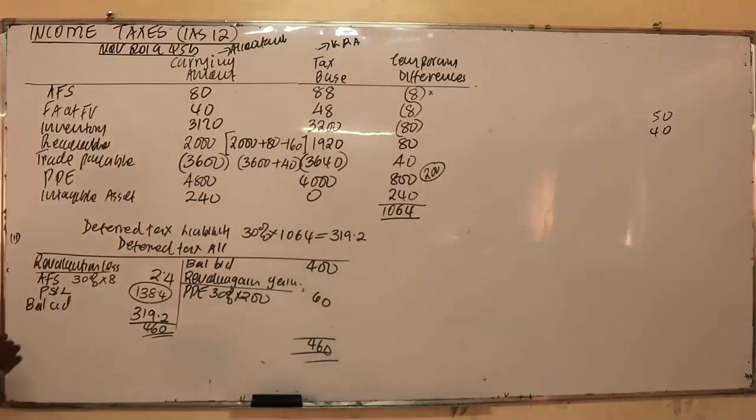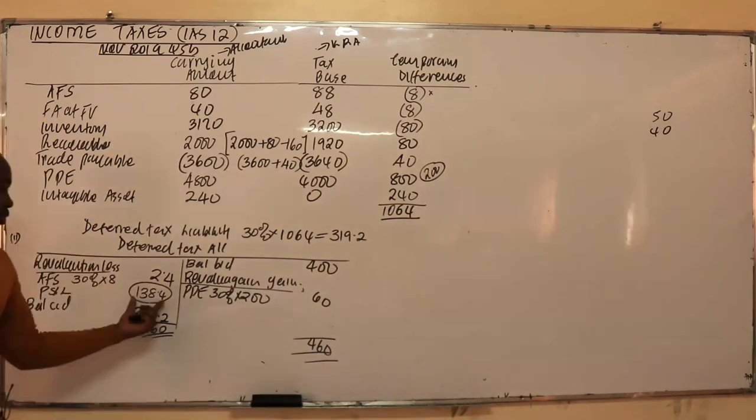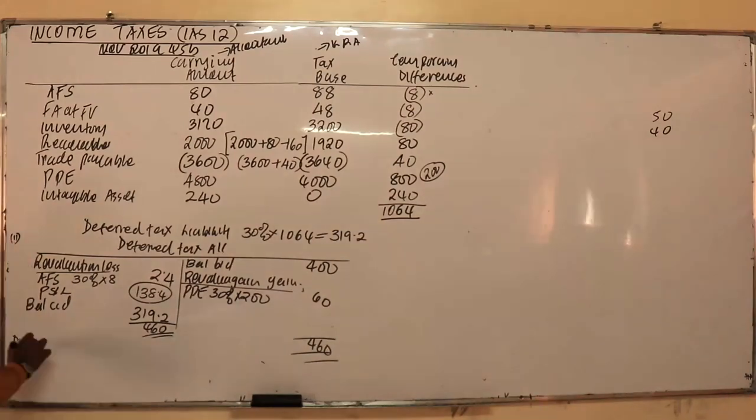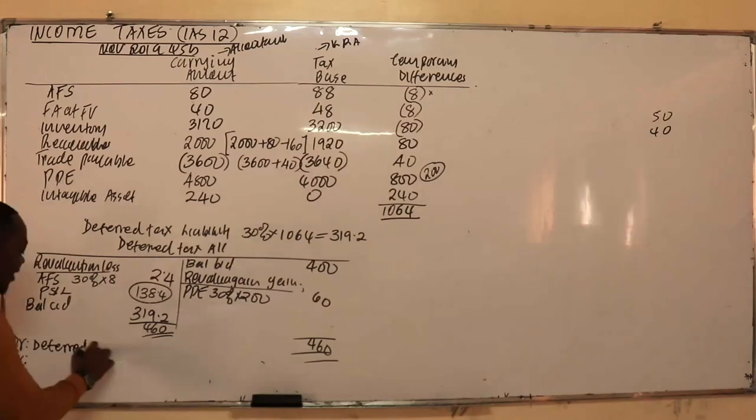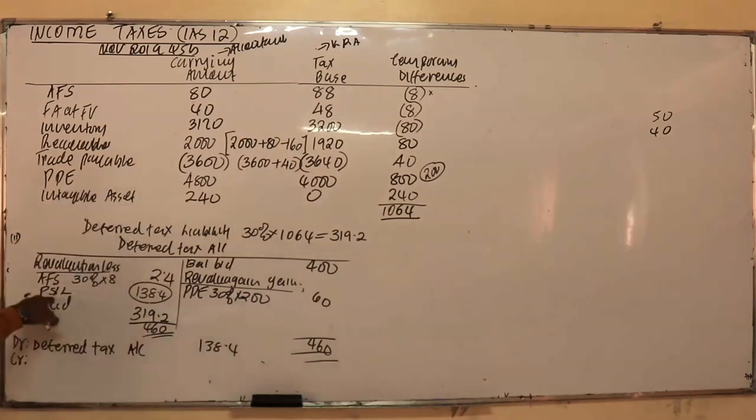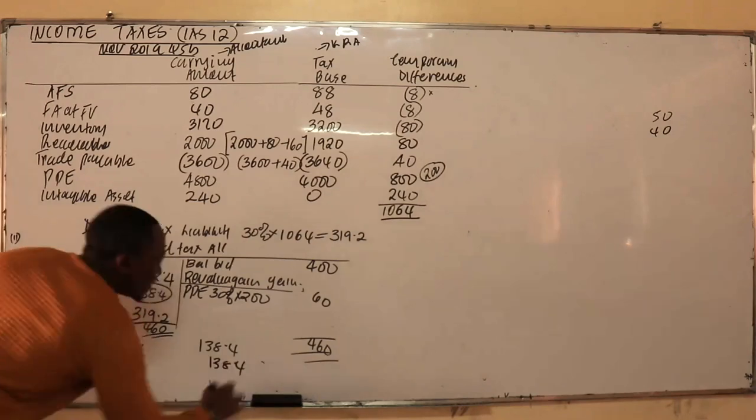So what are the journal entries? What do you debit? What do you credit? My question is, we are accounting for this 138. Which account have you debited? So you debit the deferred tax account an amount of 138. Then you credit. So you're taking it to P&L, you credit the income statement or P&L account by the same amount, 138. Good. You can copy now.